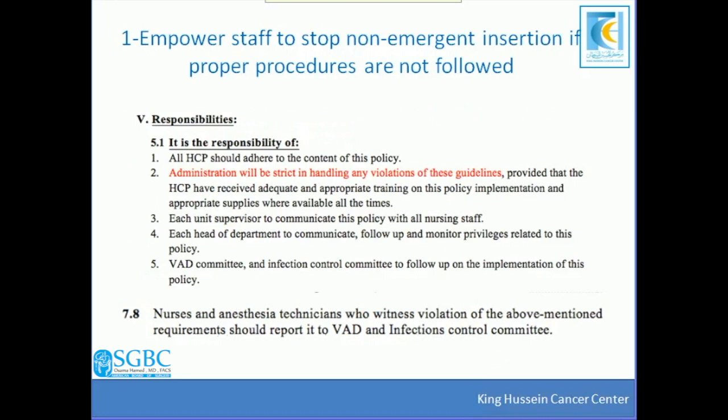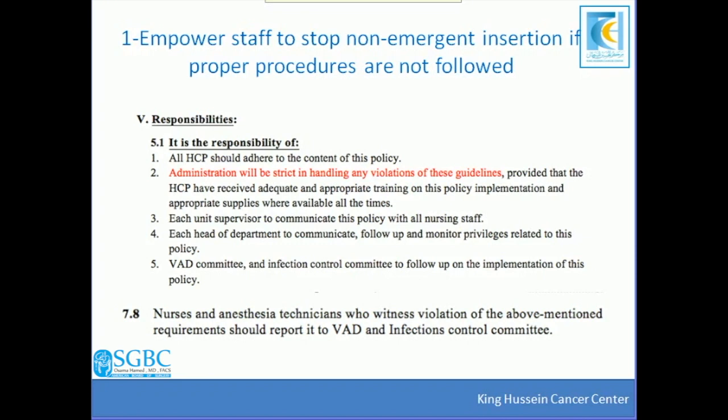This is the policy. In terms of number 1, empower staff, we had buy-in from the administration that when we launch the project on June 1st, we are going to go with a zero tolerance policy. We have 2 weeks to start working on that, but according to them, any violation would be strictly handled by the administration.